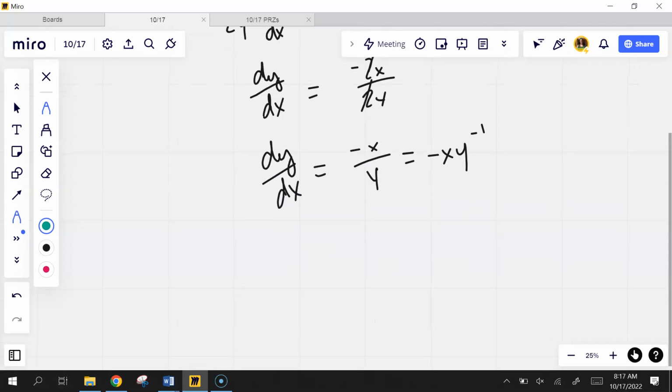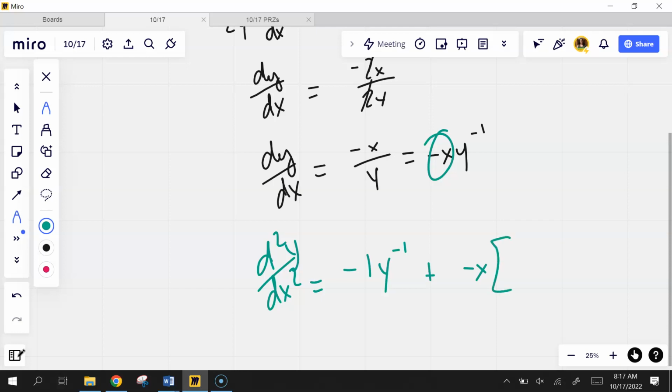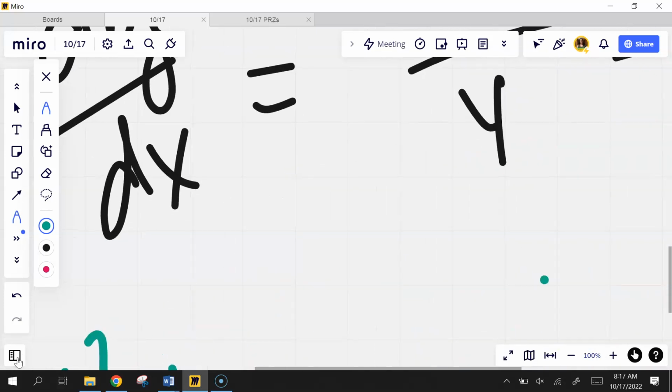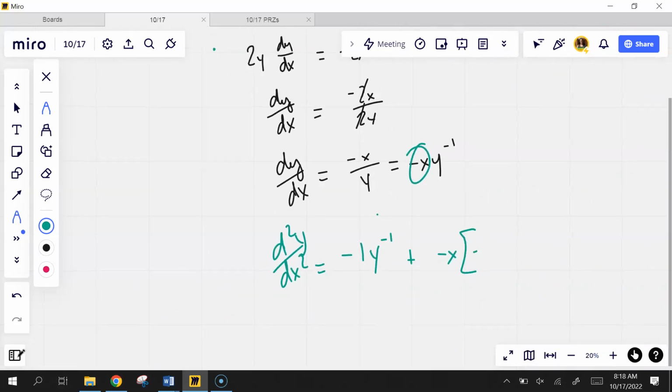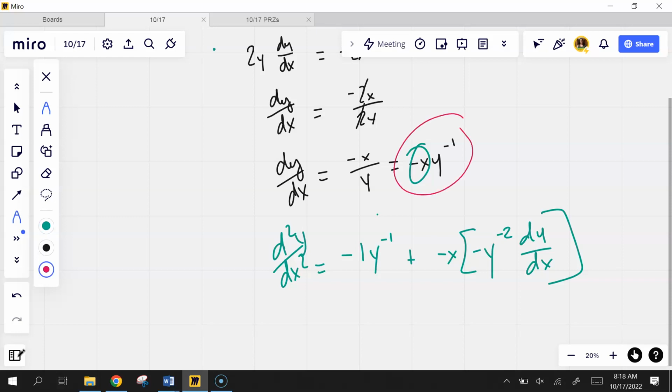All right, let's do second derivative. Okay, I can get back in the swing of this. All right, product rule: derivative of the first times the second plus the first times the derivative of the second. What's the derivative of y to the negative 1? Negative y to the negative 2 dy/dx. It's solved already for the second derivative, but I need to plug in dy/dx here, right? Because I don't want dy/dx in my answer. I only want x and y.